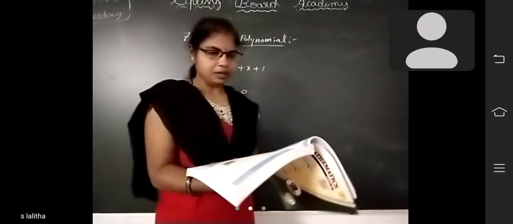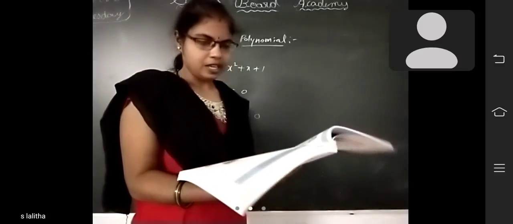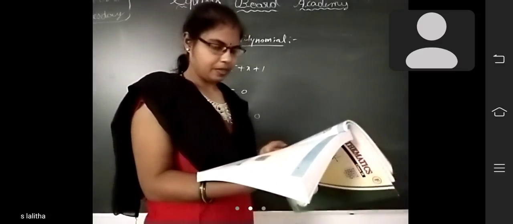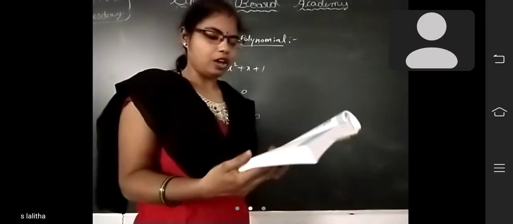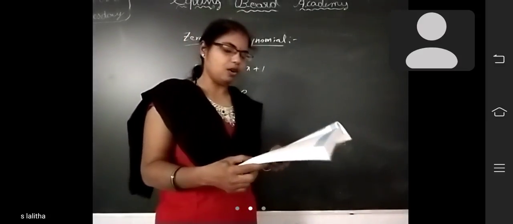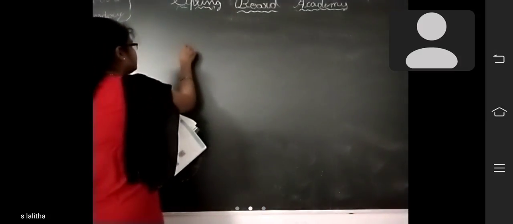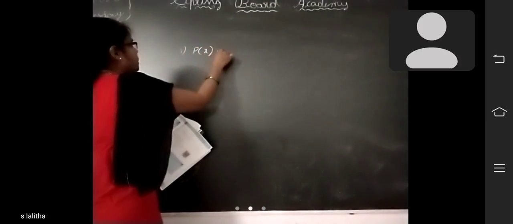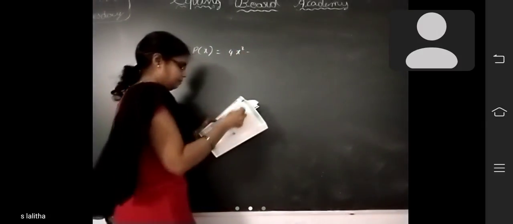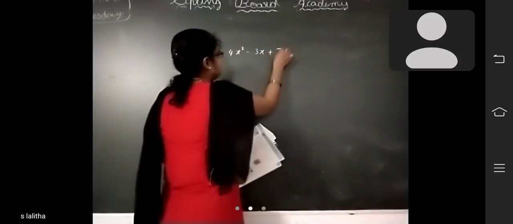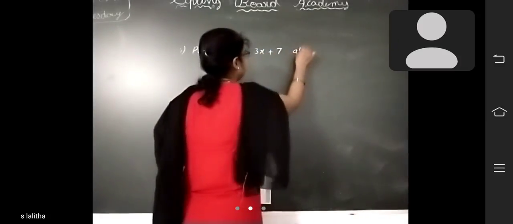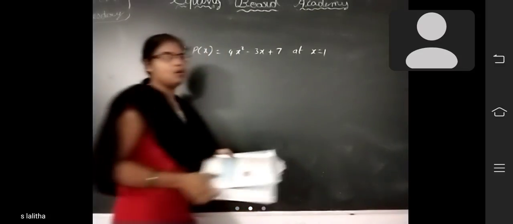We are doing some examples, and you will get it. See here, do this problem. Find the value of each of the following polynomials for the indicated value of variables. So first question, what is given? P of x equal to 4x square minus 3x plus 7 at x equal to 1.